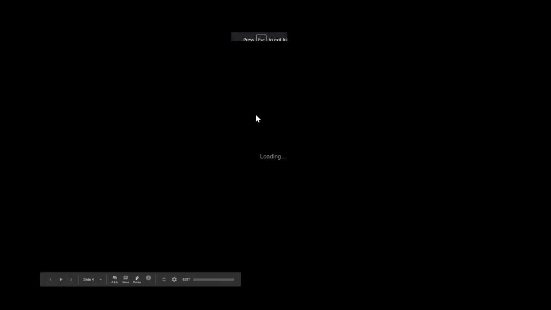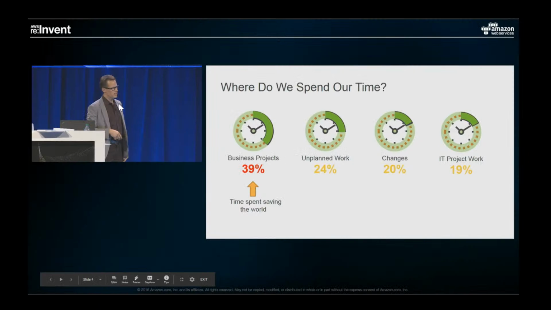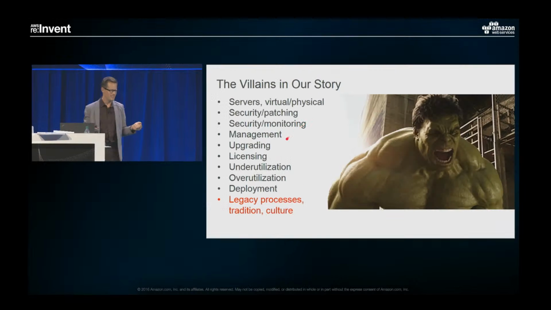Basically, Mr. Connor is the representative of Coca-Cola. He says that for any business, the majority of time should be focused on building the products, right? How they can make their products better. Now, we are getting 39% of the business projects. Okay, 39% of the time is allocated to the ideas. But again, unplanned work, changes, and IT work, it's eating a lot of time. So they analyzed and they came to the conclusion of what the villains of the story are.